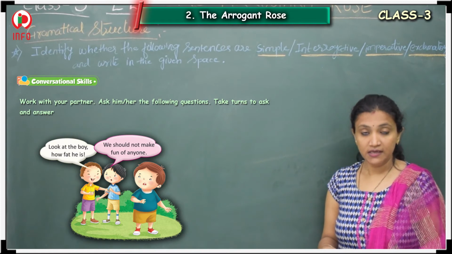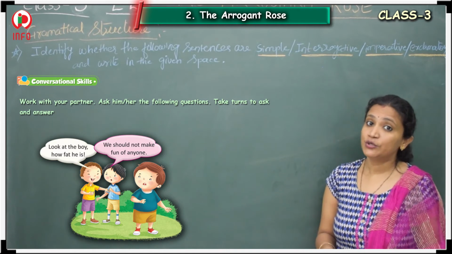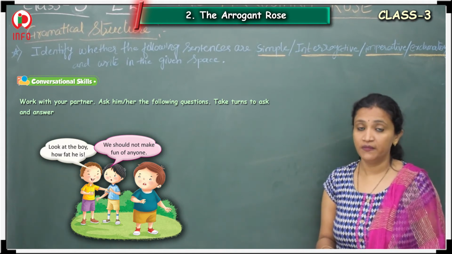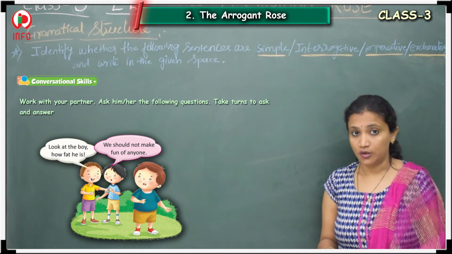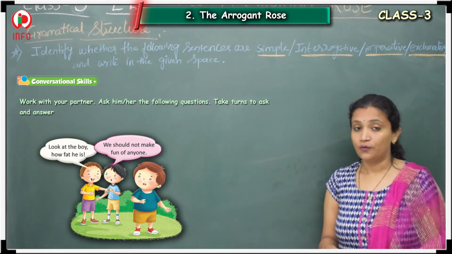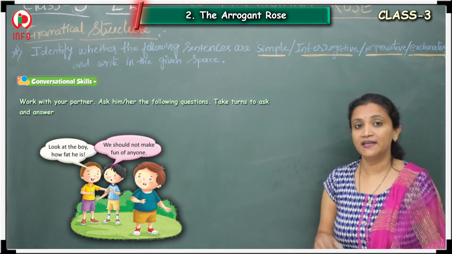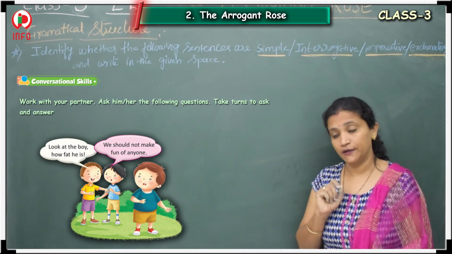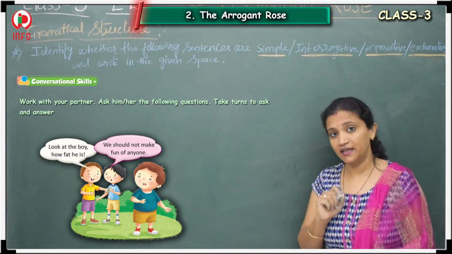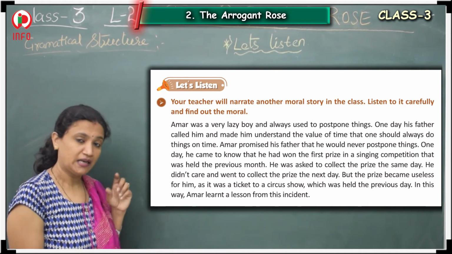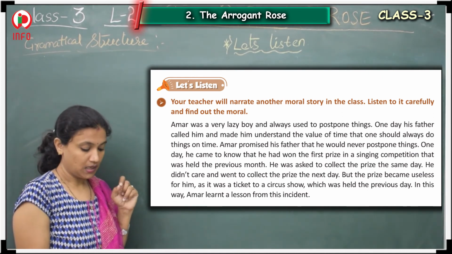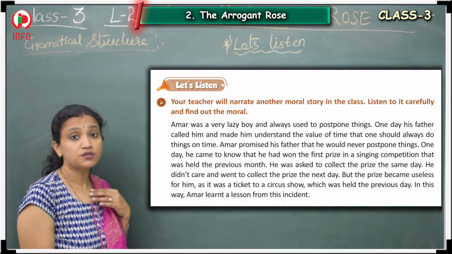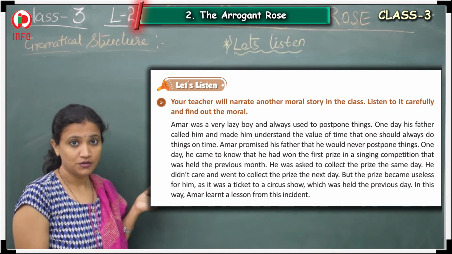You have to listen to your teacher and then we will decide what should be the moral of the story. So let's start with the small story and we'll say what should be the moral of the story at last. Let's listen, children. Let's listen carefully. Okay, we'll start the story. I will be narrating another short story. You have to listen carefully because we have to decide the moral of the story.